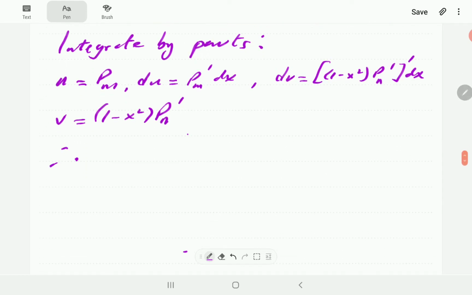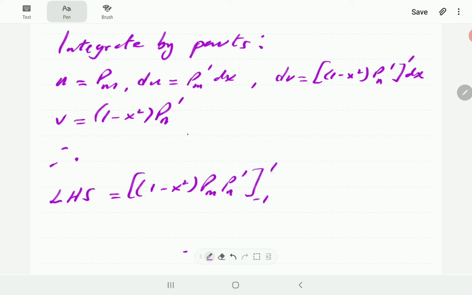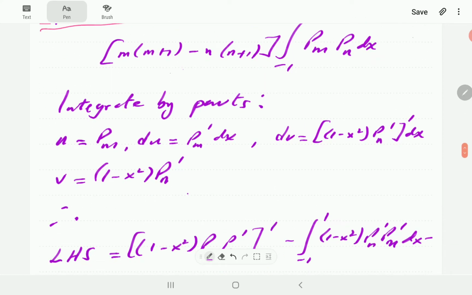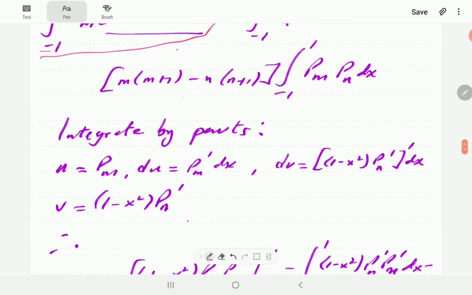We are just going to do the left hand side. For the first integral, we're going to have uv. So uv is going to be (1 minus x squared) Pm times Pn prime, evaluated between -1 and 1. Take away the integral of v du, which is (1 minus x squared) Pn prime Pm prime dx. So these two terms are just for that integral there.